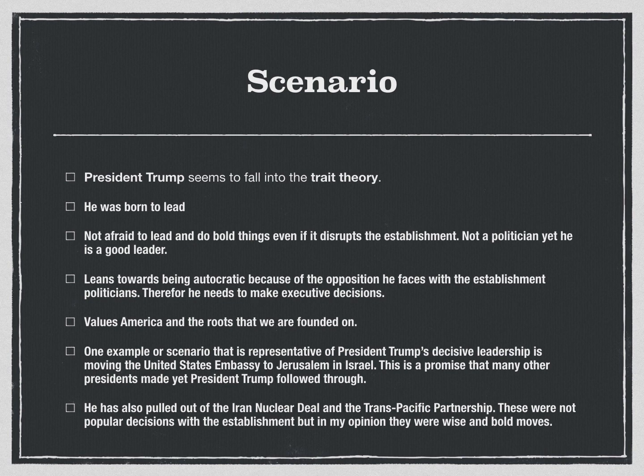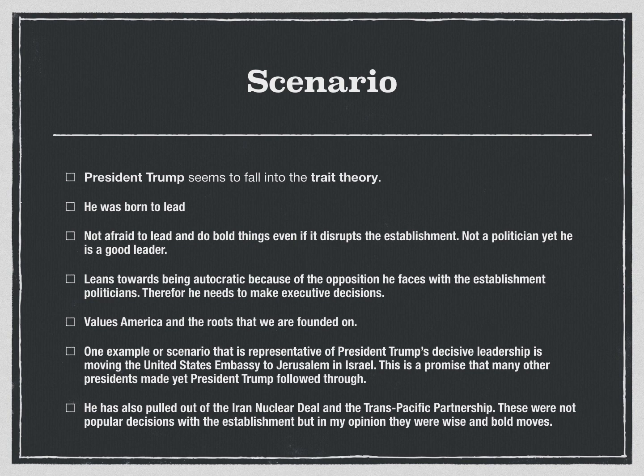A scenario that I found is just studying President Trump. So I think that he falls into the trait theory. He seems to be a born leader. He's smart, he's bold, he's a little autocratic, he makes decisions.